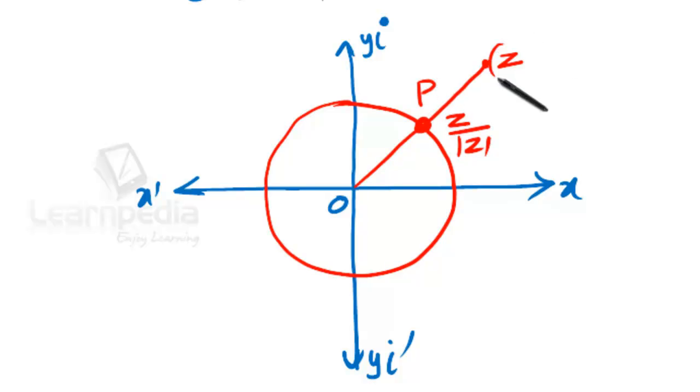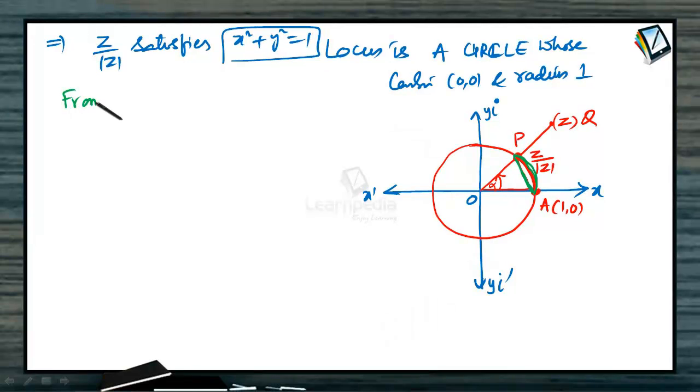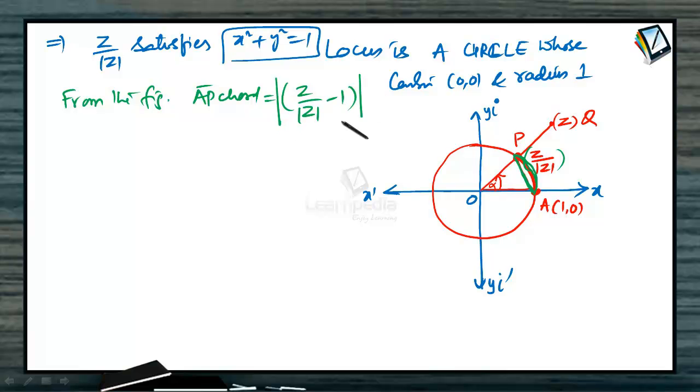Let us take this point as some Q, and this is point A, which is (1, 0), since the radius is equal to 1. Let us consider this inclination as alpha, and if I join here, this is the chord AP, and this is the arc AP. From the figure, the chord AP equals the difference of z by mod z and 1, that is, z by mod z minus 1. This is the length of the chord, from the definition of the difference of complex numbers.